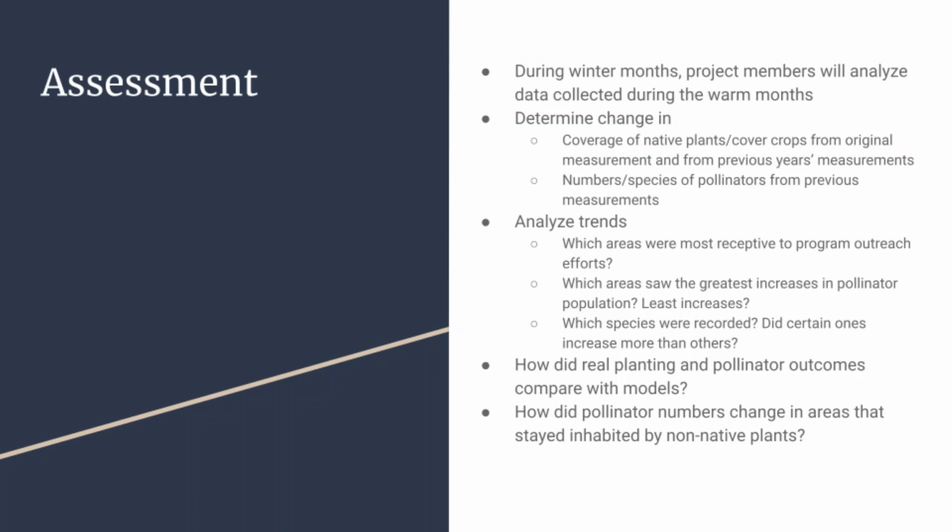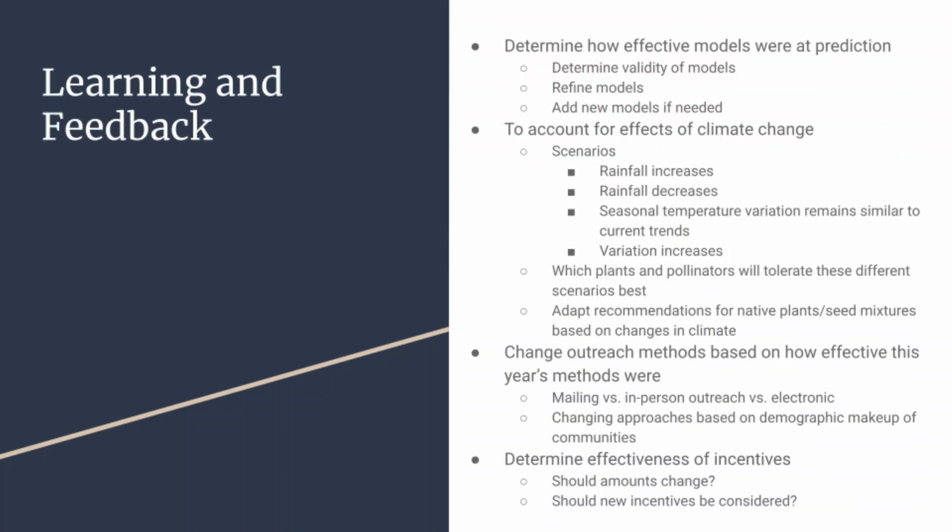They'll analyze trends to see which areas are most receptive to program outreach efforts, which areas saw the greatest increases in pollinator population, and which species were recorded. They will see whether or not real planting and pollinator outcomes compared well with models, and whether or not pollinator numbers changed in areas that stayed inhabited by non-native plants. The project will determine how effective models were at prediction.